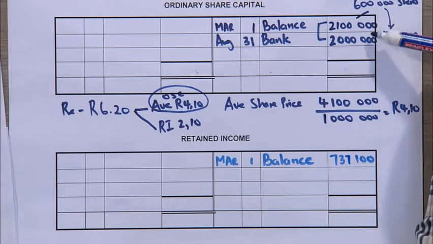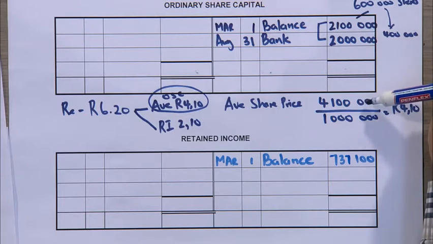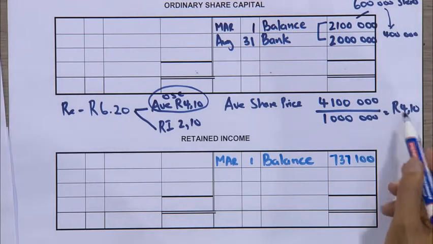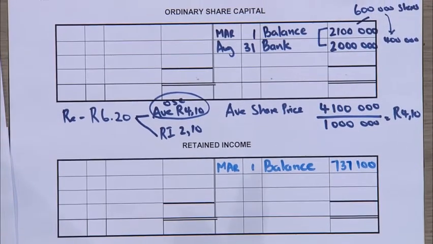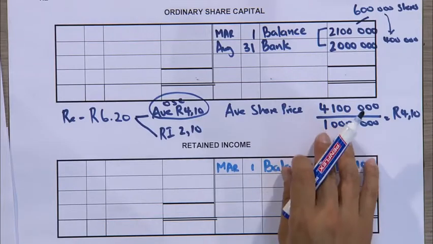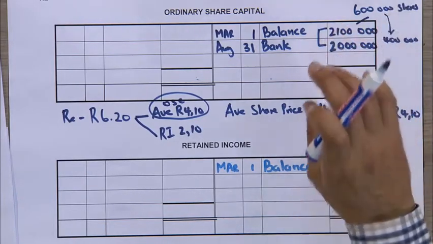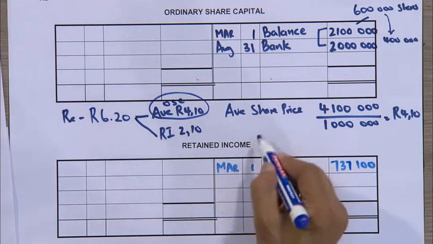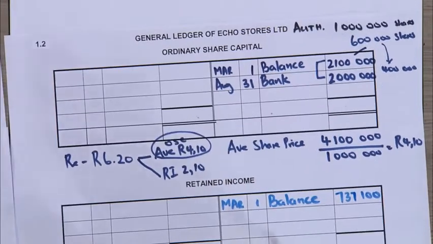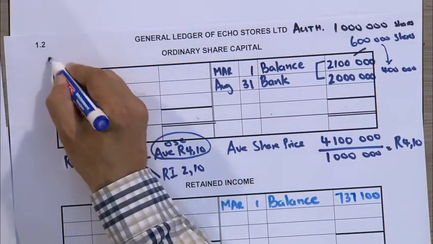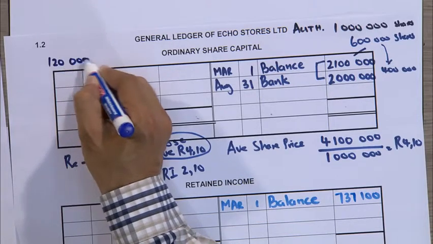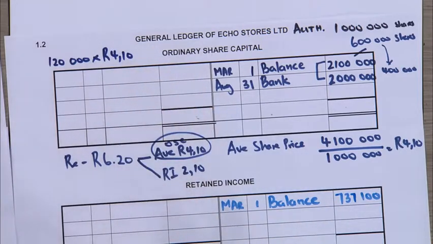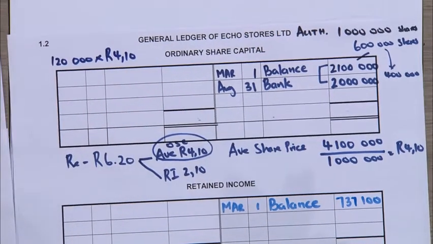So there we have the ordinary share capital, which gives me the 4,100,000, divided by the 1 million, which is the 600,000 plus the 400,000. So the average comes to 4.10. Now when you're buying back, it means that your capital is going to decrease. And your capital is going to decrease by the number of shares that you're buying back, which in this case is 120,000 times 4.10. So your capital is going to decrease by that amount.